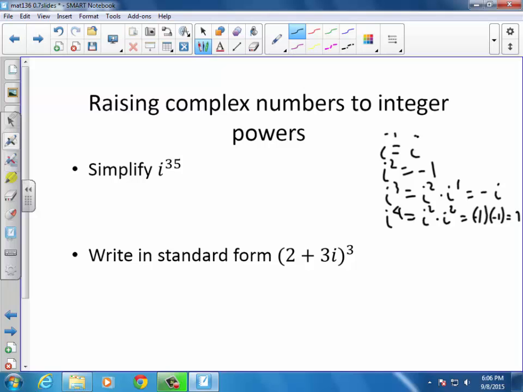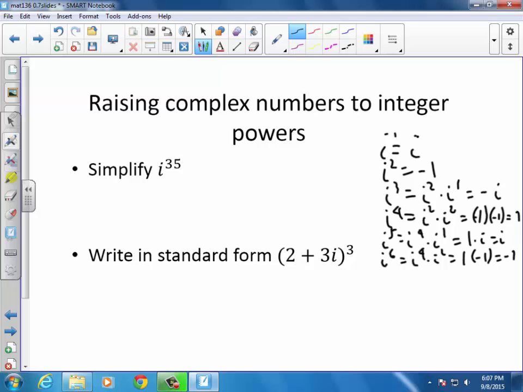And then i to the fifth is going to be i to the fourth times i to the first. But i to the fourth was 1, so it's 1 times i, which is i. i to the sixth is going to be i to the fourth times i squared, which is 1 times i squared, which is -1.